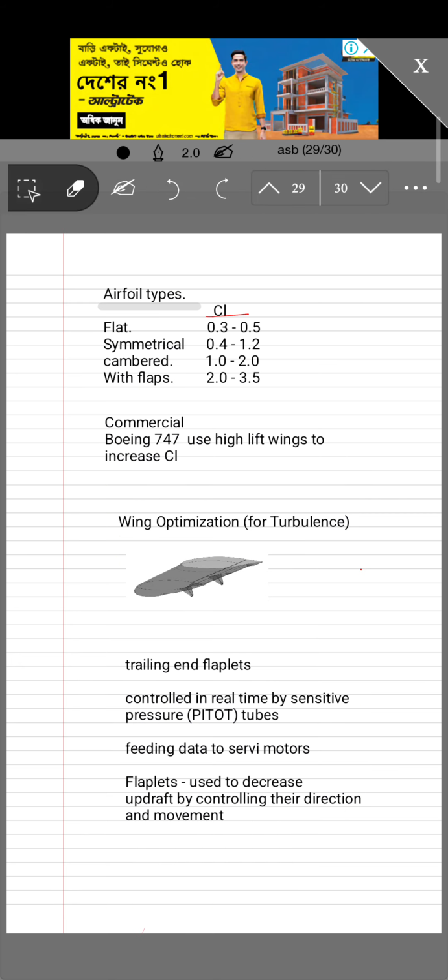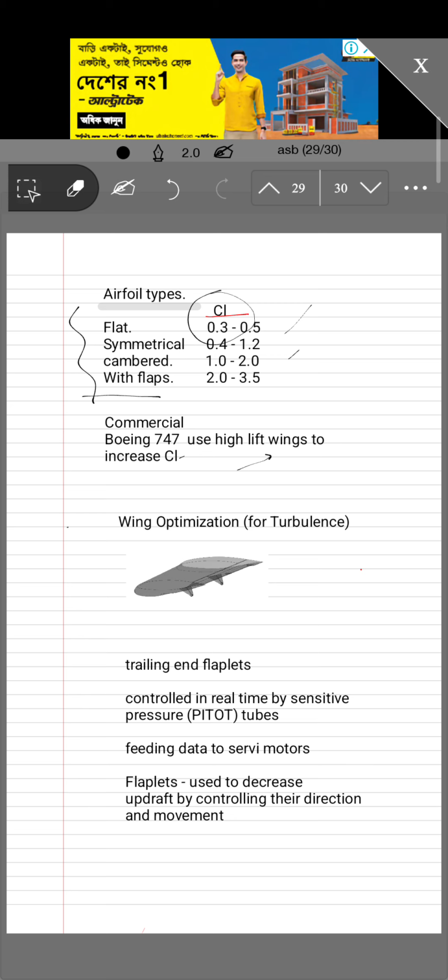There are different airfoil types. One can have a flat airfoil type, and corresponding to that we can have different flaps. You can see that with the flaps, the lift coefficient is high, and this is what is required. The commercial Boeing 747 aircraft uses high lift wings to increase this CL.